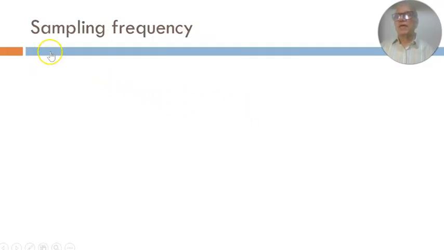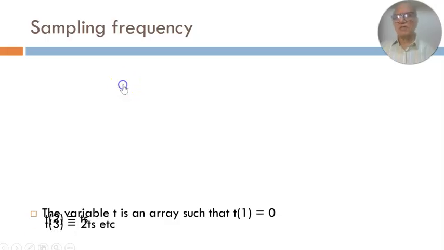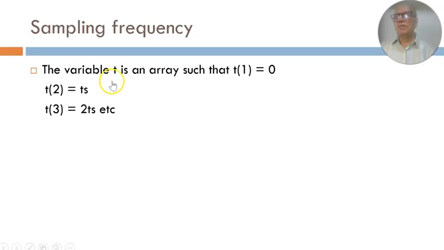So now we again look at the sampling frequency, something we have explained before, but in relation to the MATLAB program, where it comes in, that is what we want to study. So the variable t is an array such that t1 is equal to 0. You start from t equal to 0. You could start from some negative times also, which we shall later on show in the later programs. But let's say we start with 0.